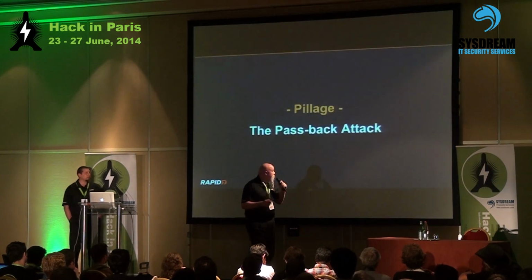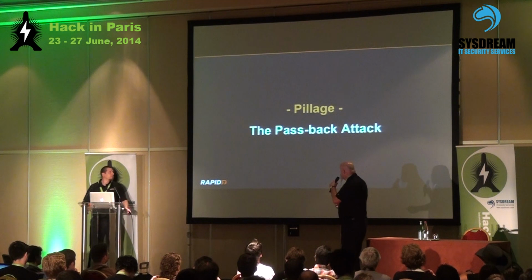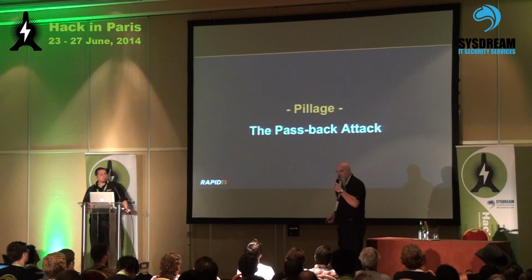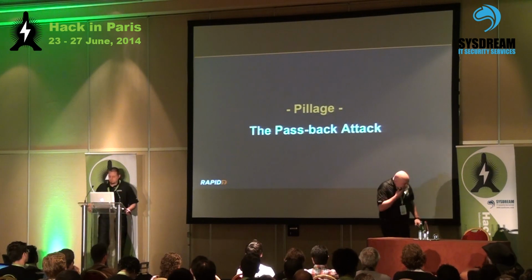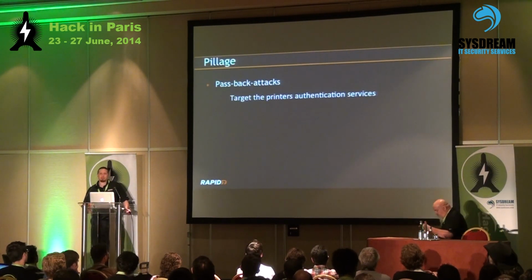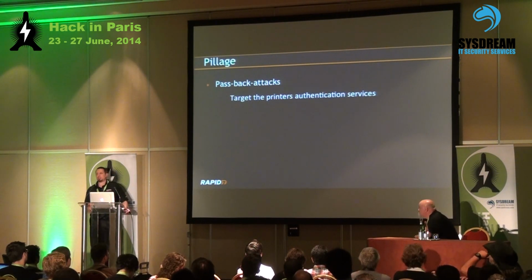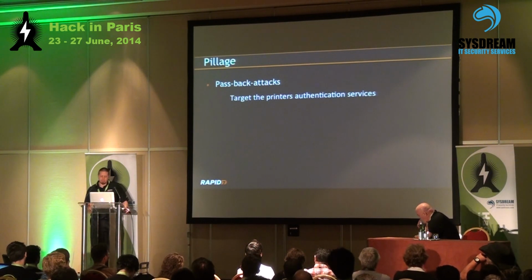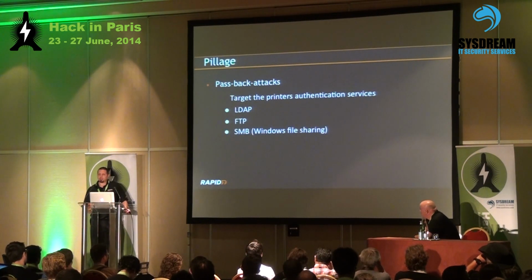So moving from here, I'm going to turn this over to Pete, and he's going to talk to you about an attack we use quite regularly known as a passback attack. Another attack that we use to pillage printers is called a passback attack. What the passback attack does is it targets the authentication services of the printer, like Deral was talking about. We have LDAP, which is used to sync to an LDAP server to pull email addresses and such. We have FTP, Windows file sharing, and SMTP.